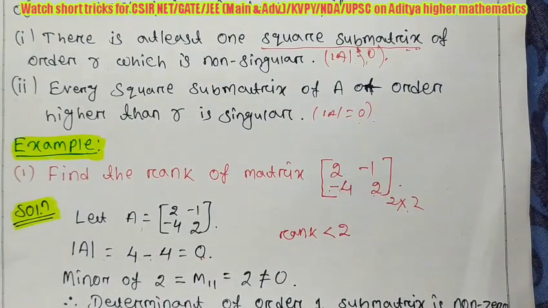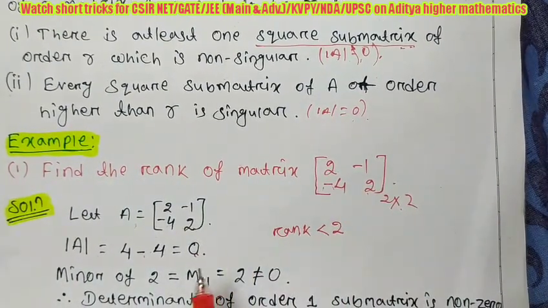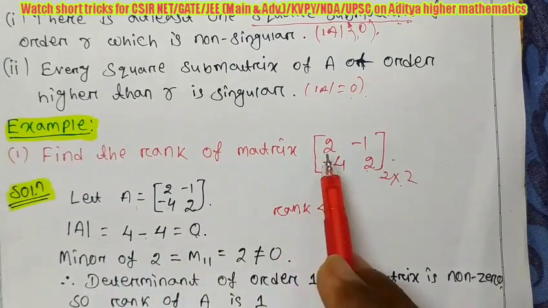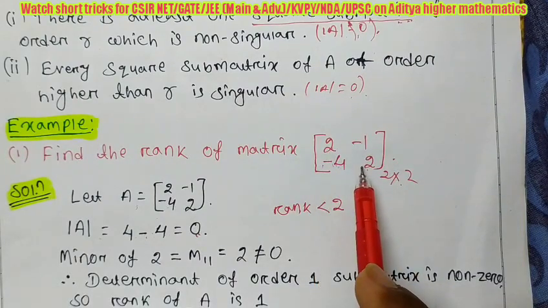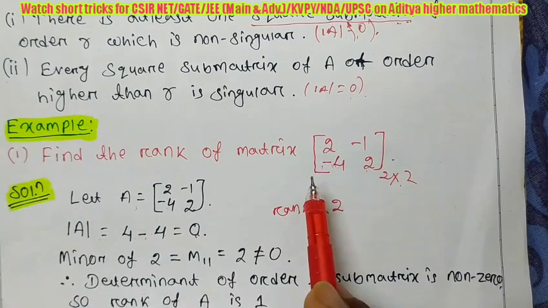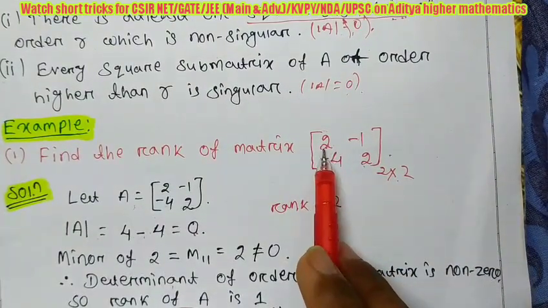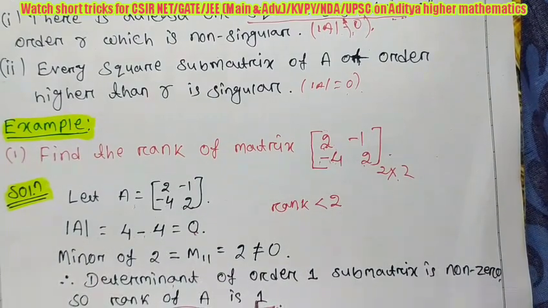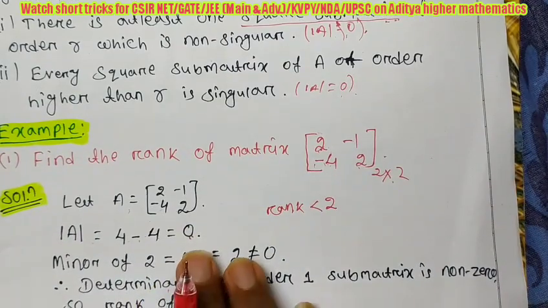Since its rank is less than 2, it may be 0 or may be 1, but remember that rank is 0 only if it is a 0 matrix. But it is not a 0 matrix, so obviously its rank is 1. And we can say directly also, since all 4 elements are non-zero and each element represents a 1 by 1 minor. If you are getting such a 1 by 1 minor whose value is non-zero, then its rank is 1. So I am taking 2, which is non-zero and is an order 1 minor, so we can write rank of A is 1. Understood? Next we will solve some more questions for your better understanding.